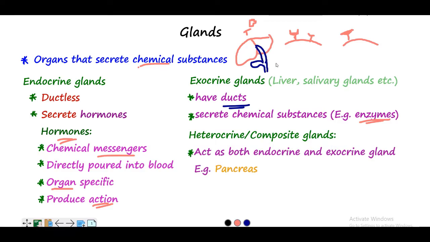Now these are not released into blood or anything. These are directly transported to the target organ. So it doesn't have hormones here. So whatever is present are chemical substances, but they are not hormones.